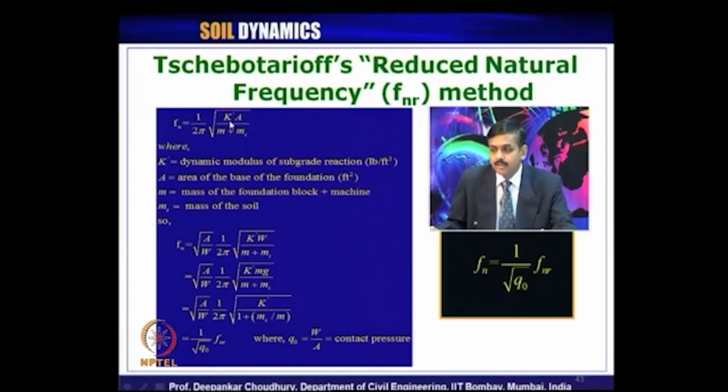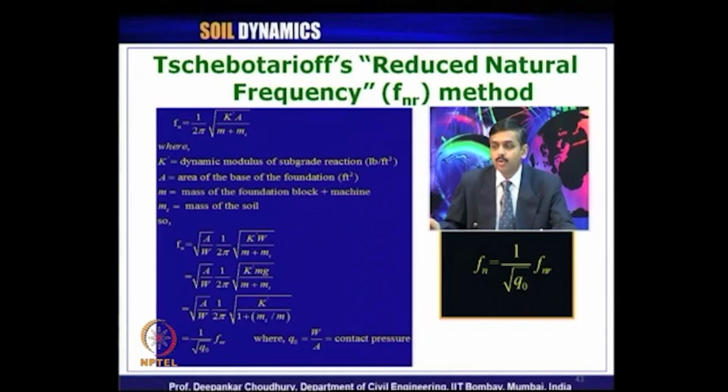Now, k can be represented as k dash times A. What is k dash? K dash is dynamic modulus of subgrade reaction. So, unit of it will be in kilonewton per meter cube if we are using SI unit, but as Shobeteriev has proposed this semi empirical method in FPS unit, let us stick to FPS unit only. So, automatically the dynamic modulus of subgrade reaction unit will be pound per feet cube.